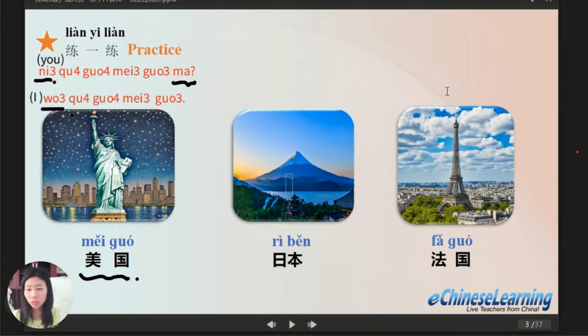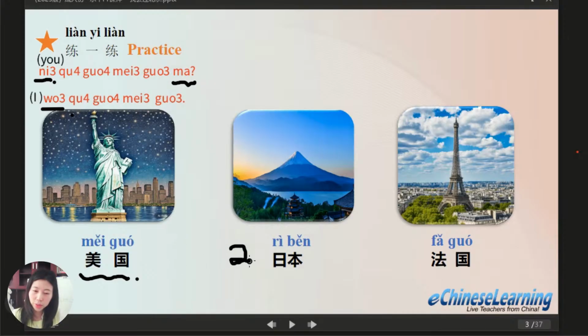The first one is the subject, which we change. Another one is we delete 吗, that word, and the question mark. Then we get the correct sentence here. Okay, let's move to the next one.